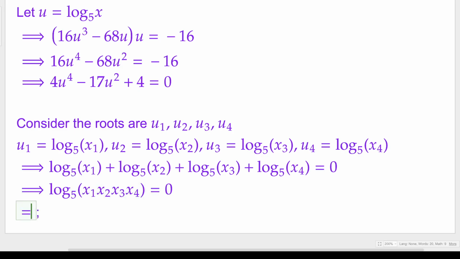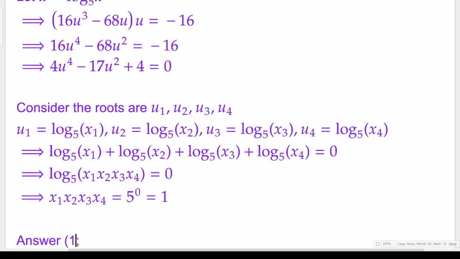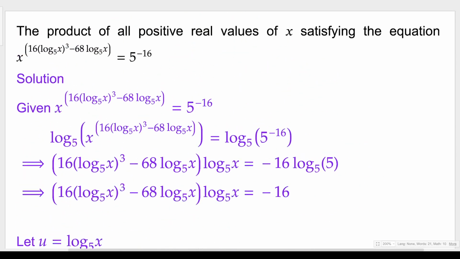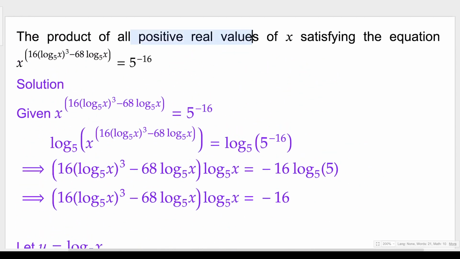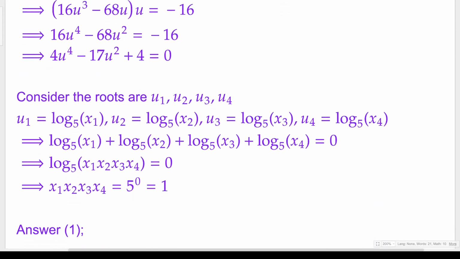If I convert this into exponential form, then the product of these 4 values, x1 times x2 times x3 times x4, can be written as 5 to the power 0, and a non-zero number to the power 0 is equal to 1. Hence for this problem statement the answer is 1. So the product of all positive real values of x satisfying this particular equation is nothing but 1. So 1 is the correct answer.